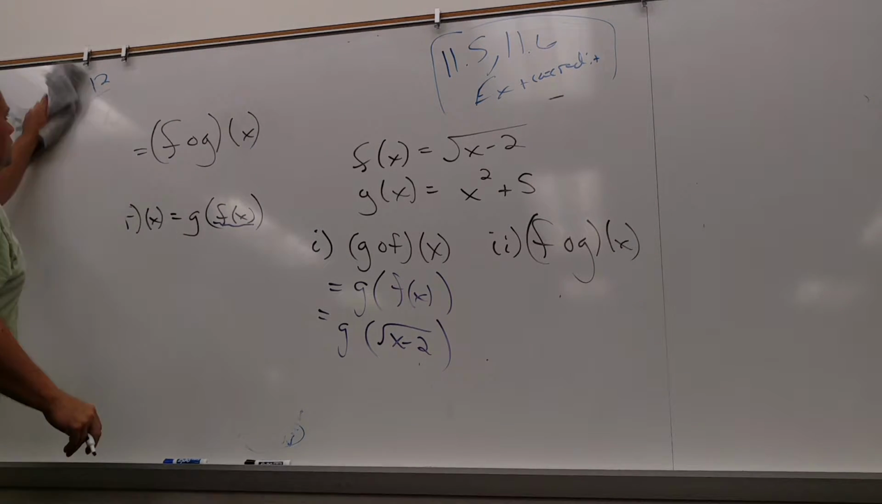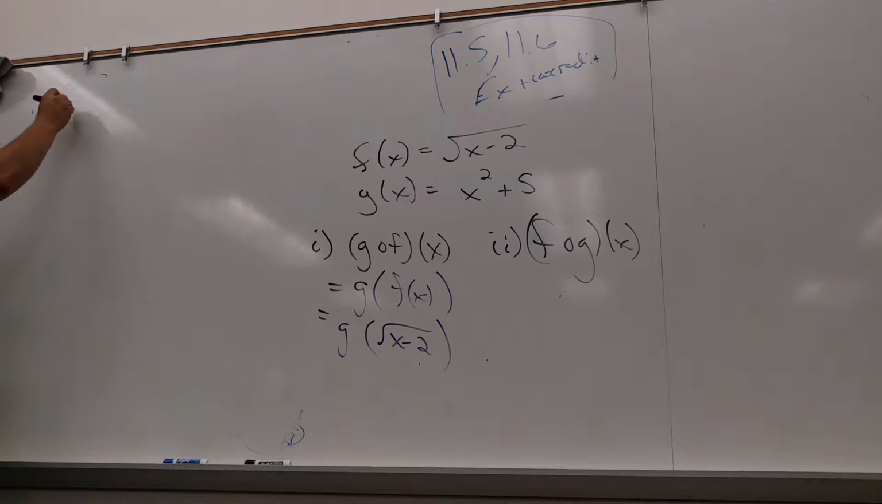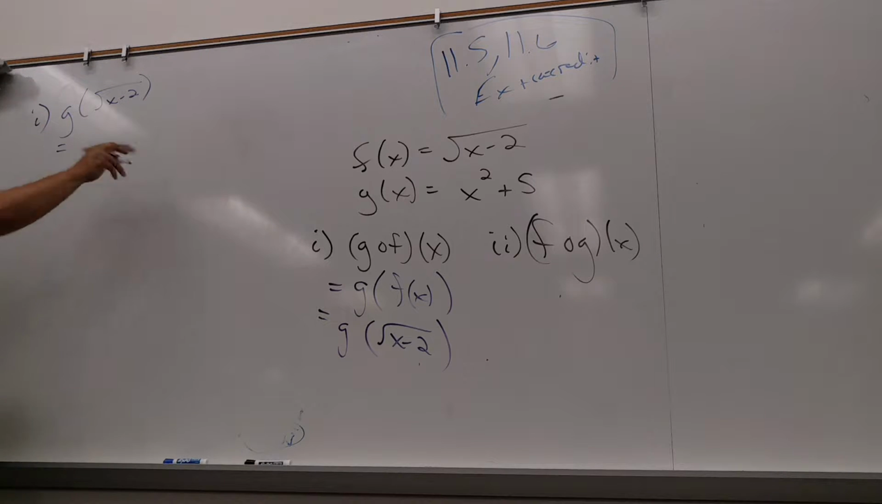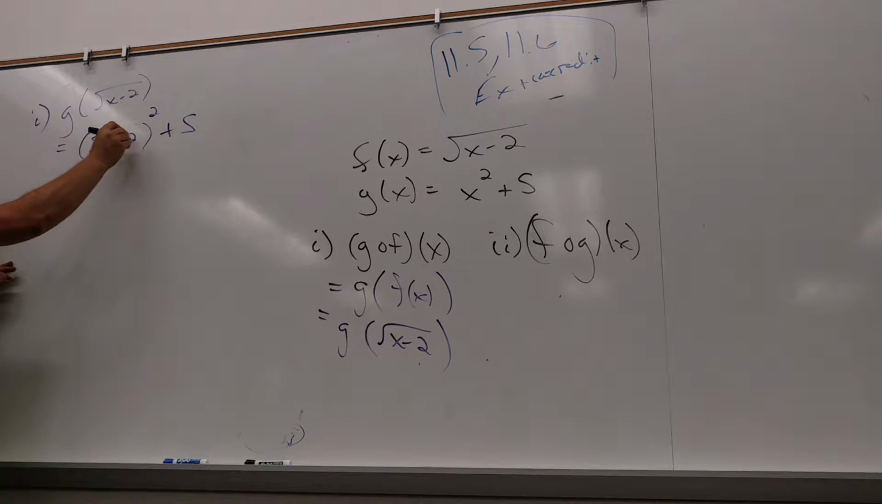Let me put this up. So this is g of the square root of x minus 2. And what does the g function do to stuff? Squares it. So I take the thing and I square it and I add 5. I like it.